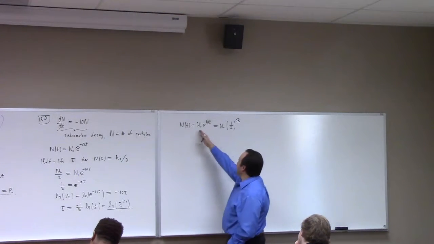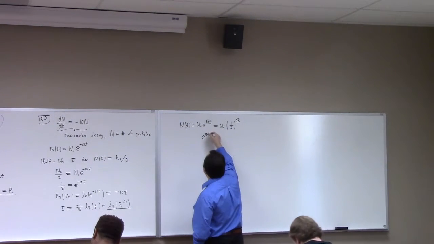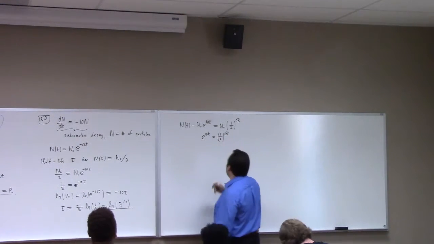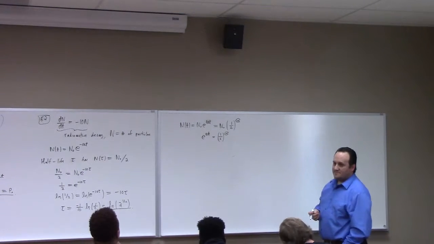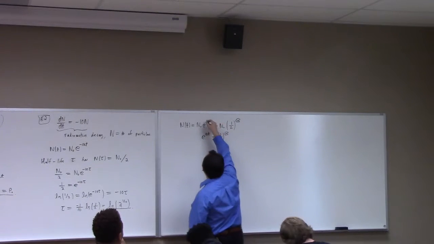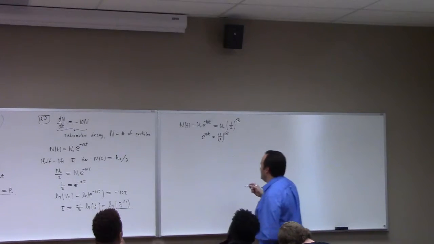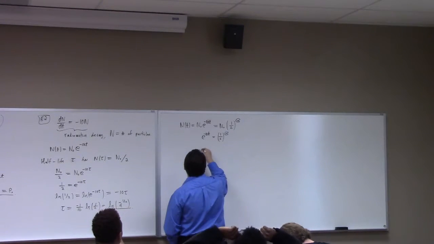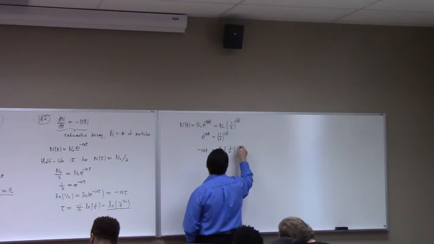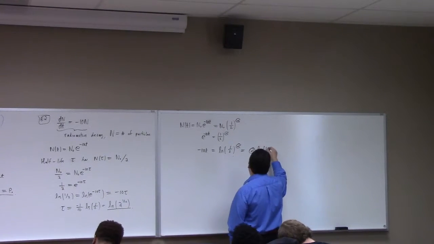So we cancel the n naughts, and then we get e to the minus 10t is equal to 1/2 to the Pac-Man. So how do you solve for Pac-Man? We want minus 10t though, oh yes, thank you. Take the log of both sides. So log of both sides gives me minus 10t equals the natural log of 1/2 to the Pac-Man, which is Pac-Man times the natural log of 1/2.